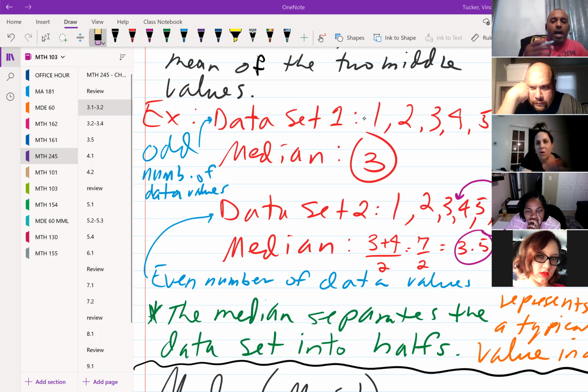Yes, it's the same for all odds. You will always have a middle number because it's an odd number of data values. Just like if you had 11 numbers, you will have a middle number. But if you have 10 numbers, you won't have a middle number because you have 5 and then 5.